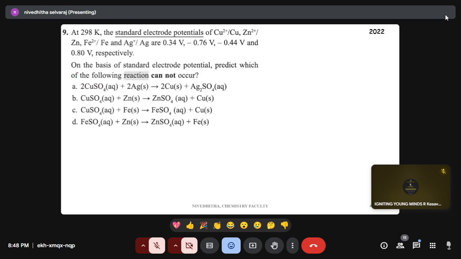Okay, so this is from electrochemistry or redox reactions. We are provided with some electrode potentials. Please make sure whether the potential is reduction potential. After which we are provided with some equations and we have to find which cannot occur. This question is also from the physical significance of electrode potential.